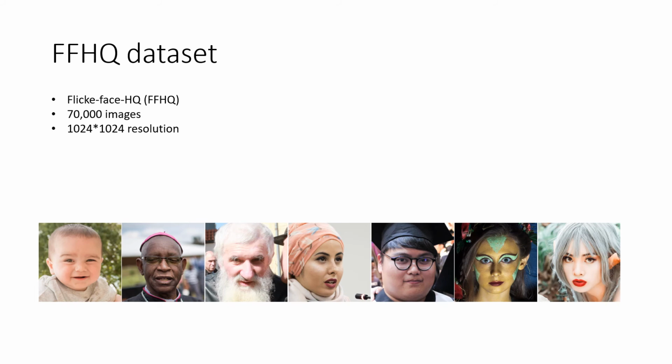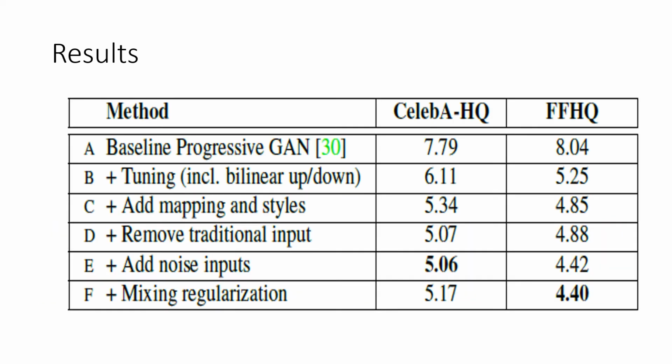The dataset consists of 70,000 very high resolution images. These images are also of very high quality and offer a lot of variations in terms of age, image background, ethnicity, lighting condition, and different viewpoints. The experiment was compared using the FID score of the CelebA-HQ dataset and the Freckle Faces HQ dataset.